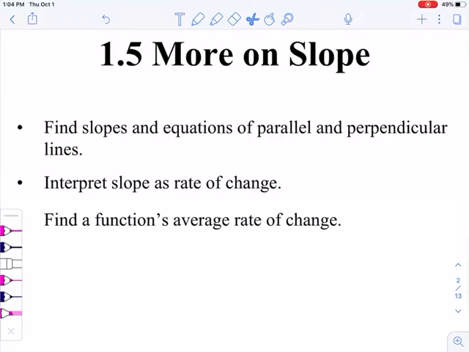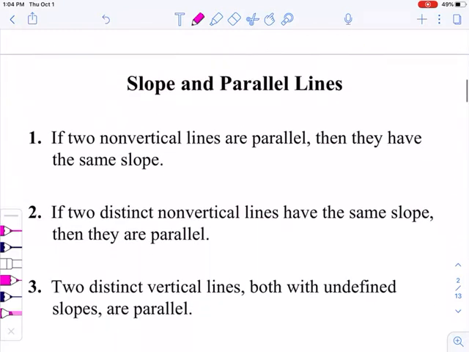Section 1.5, more on slope. We're going to find slopes and equations of parallel and perpendicular lines, some Algebra 1, Algebra 2 concepts, even seen in geometry as well. We're going to interpret slope as a rate of change, and we're going to find a function's average rate of change. This is something that's definitely going to be new to PreCalc.